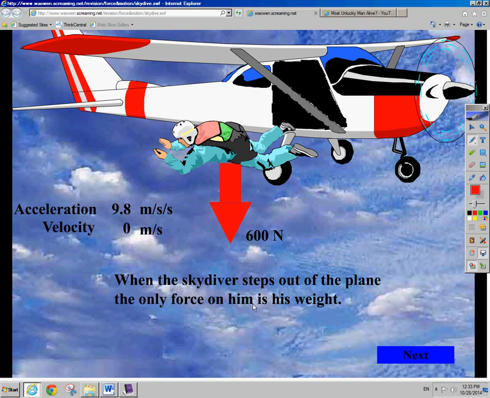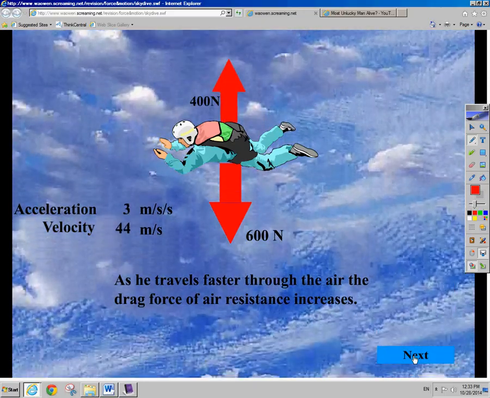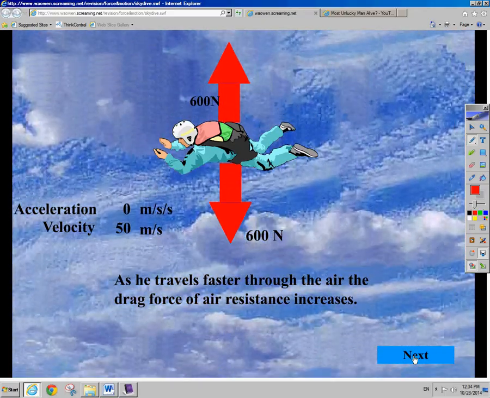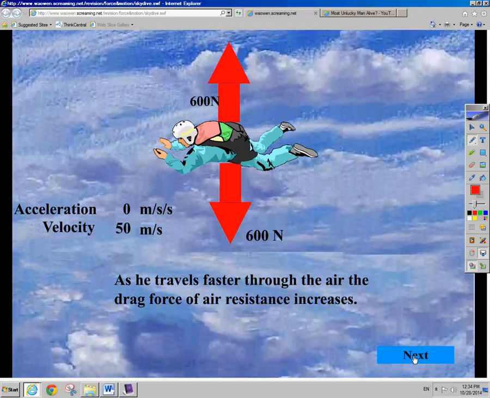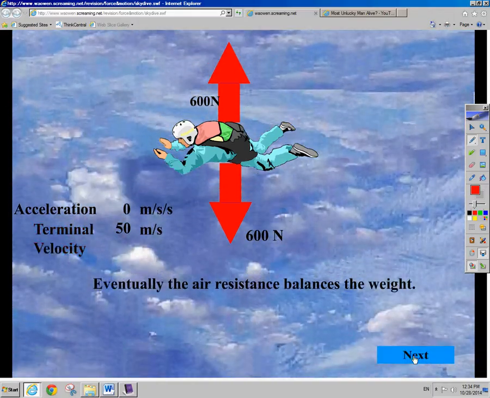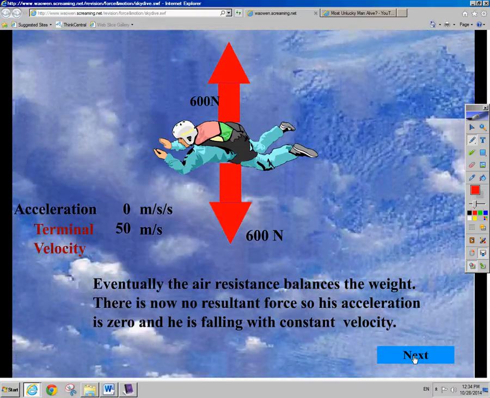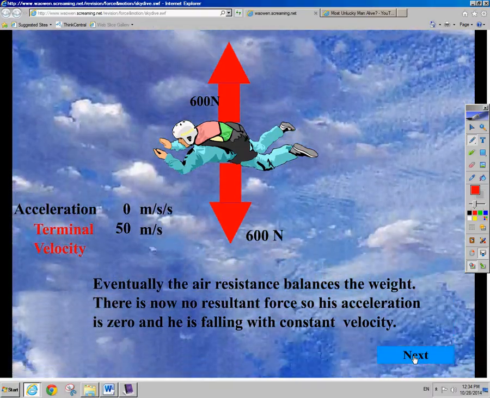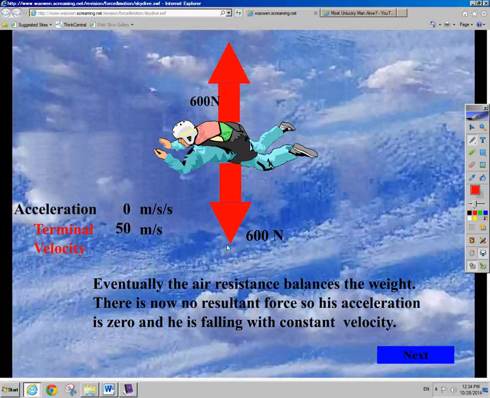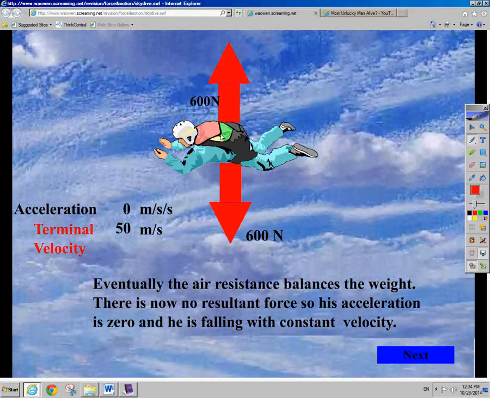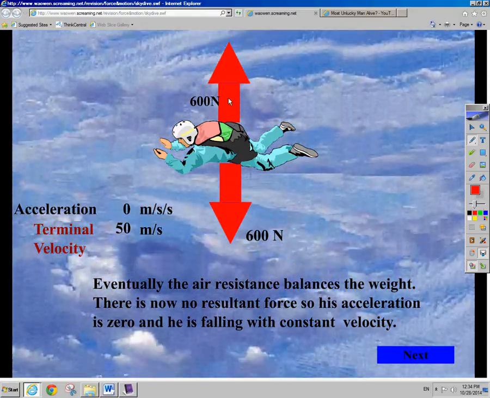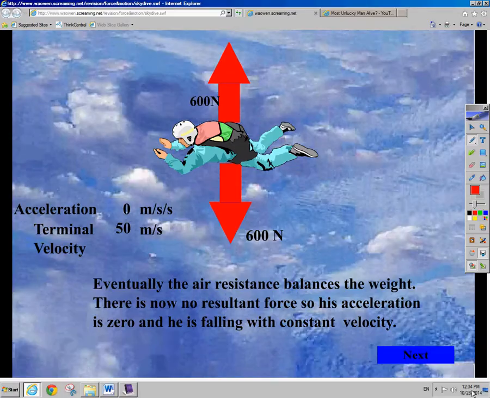So, at first, he accelerates at 9.8 meters per second squared, but that only truly lasts for a short period of time until he reaches a terminal velocity. I would think that he would continue accelerating, though. No, at this point, his weight force pulling him down is exactly matched by the upward air resistance force.